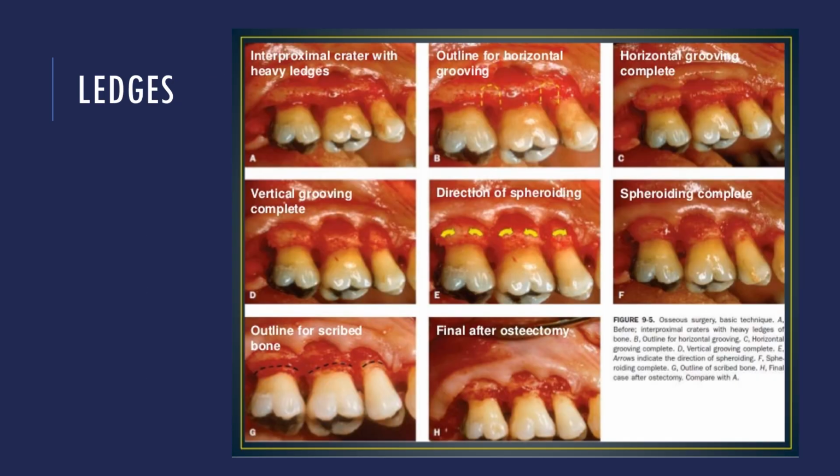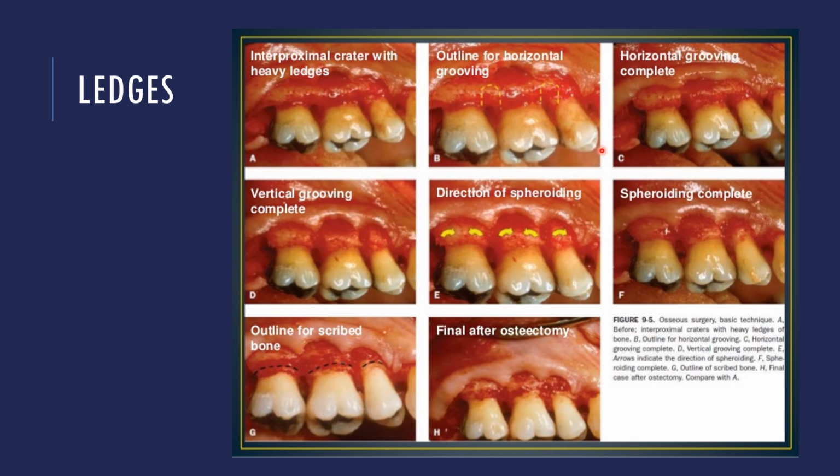In case of ledges, you can see that there are thickened plateau margins. In the proximal craters, if it is with thick ledges, you cannot maintain proper maintenance. So for this, you need grooving. There is vertical grooving as well as horizontal grooving, because it's a very wide area. The space between two teeth is wide, so we can go for horizontal grooving.